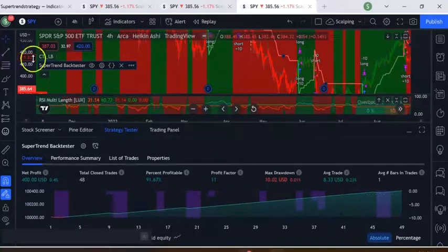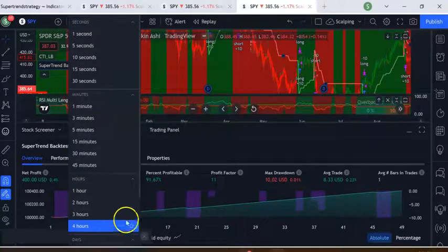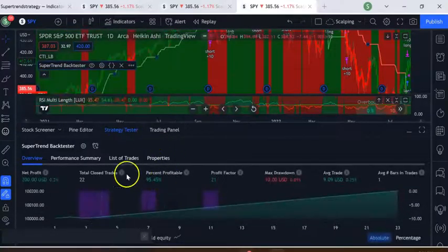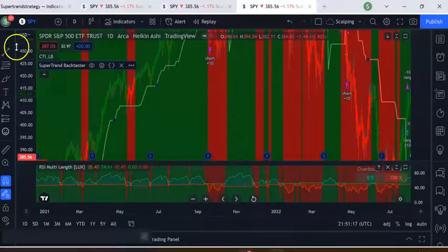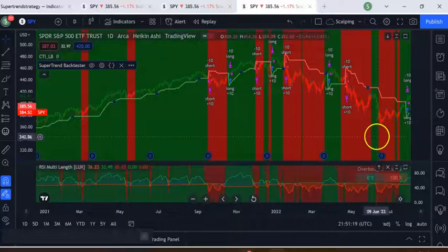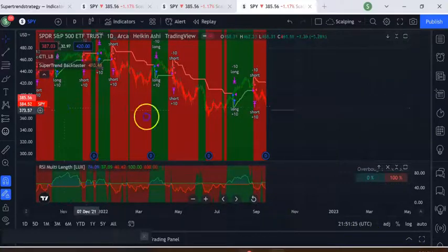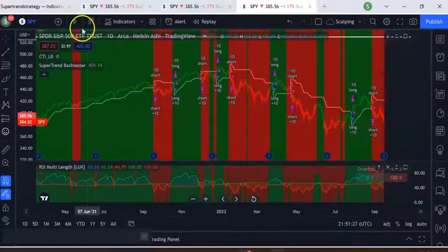Now let's go to 1 day, 95%. On the daily time frame, the indicator is 95%. Right now it's a sell signal. Now let's go to weekly.